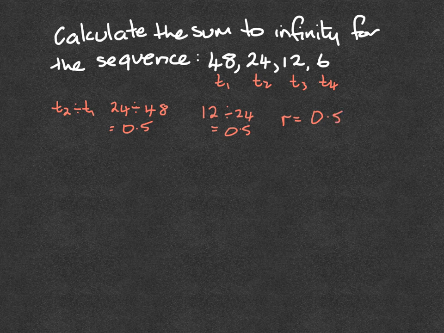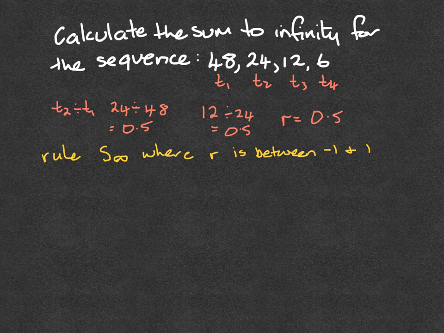And there's a rule that you need to know, that you can use the sum to infinity when your R value is between -1 and 1. So basically it's less than 1 and greater than -1. So when it's a decimal like 0.5 or -0.3 or 0.75, you can use the sum to infinity. If the R value is less than -1, like -2, -3, -4, or if it's greater than 1, like 2, 3, 4, or whatever, you cannot use the sum to infinity.